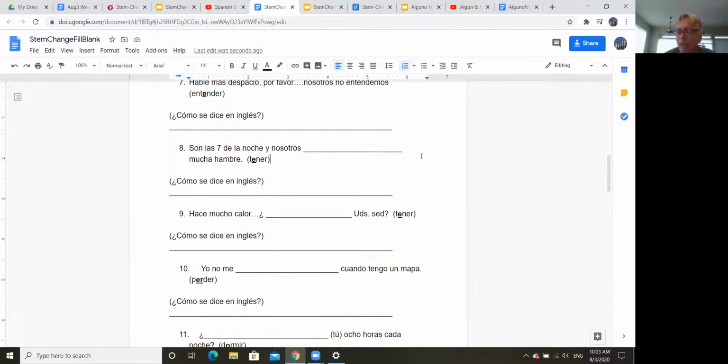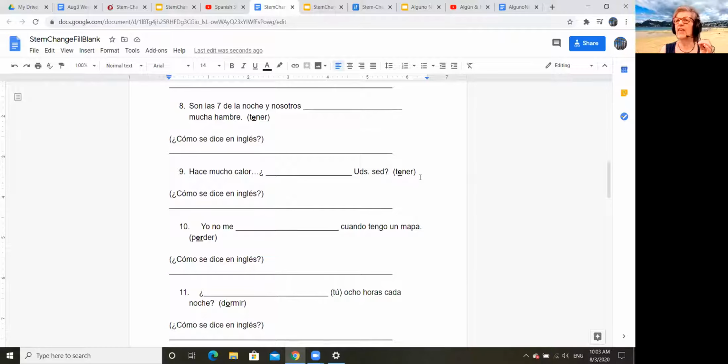What's the difference between lento and despacio? Lento is just slow. Más despacio is also slow, more slow. Slower. Can you say más lento? Despacio is, I think, much more common when you ask somebody to speak slowly. Lento is a description of somebody or something that is slow.